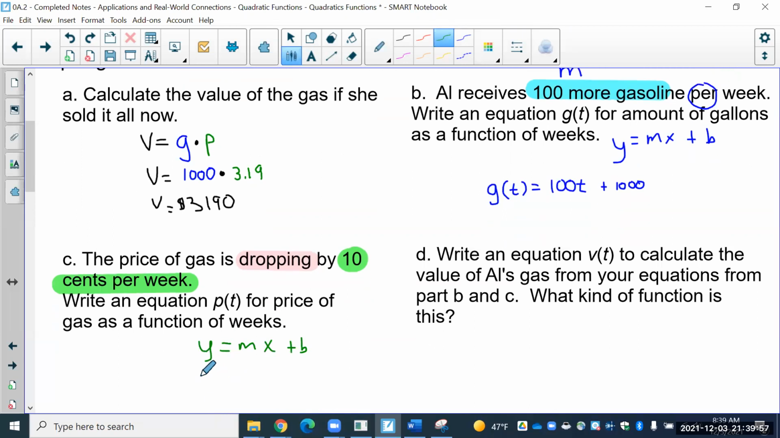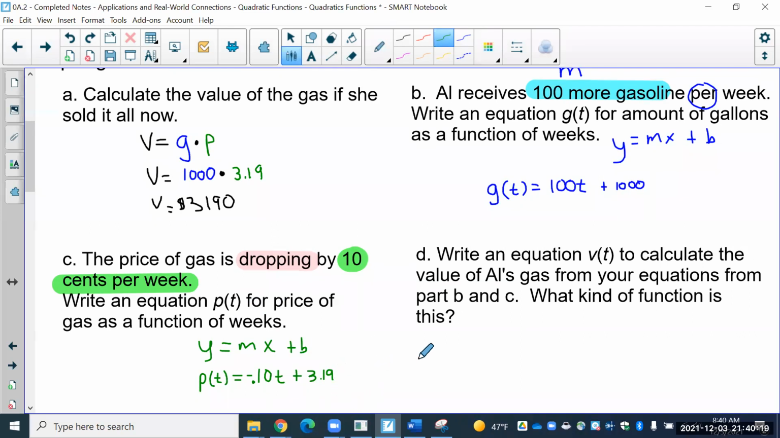And then my equation, it tells me to use P. So P of T is equal to my rate, which is 10 cents. I can't put down 10 because that would be $10. I need to put 10 cents. I also need to put a minus on it because it's dropping. My X is really a T. It says right there to do that. And then my initial value was $3.19.